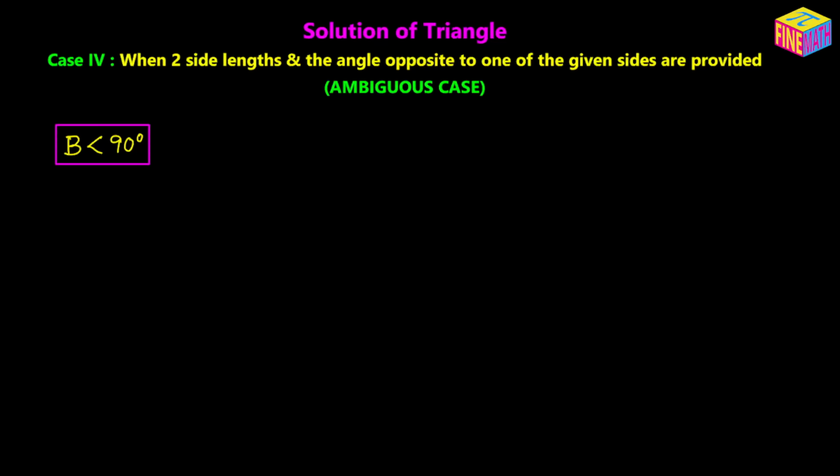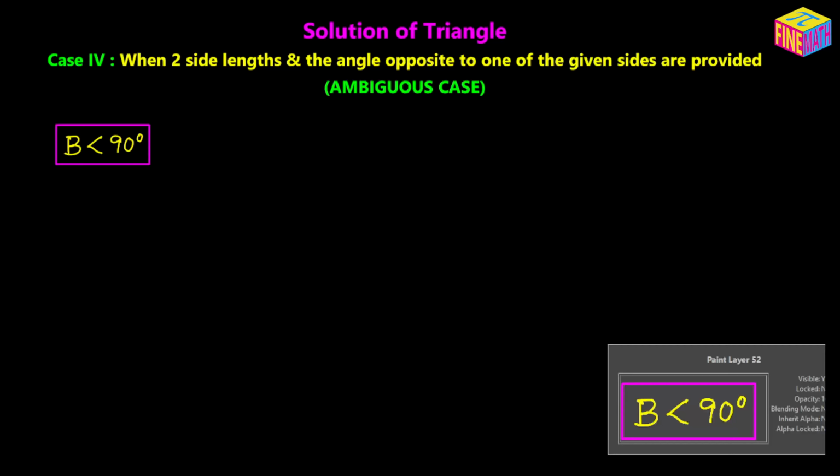Hi everyone. In this video, we are going to discuss an example where the angle B is an acute angle. It is less than 90 degrees. In the theory video, we have seen that for side length a to have a real solution, the side length b has to be greater than or equal to c times sine of B.